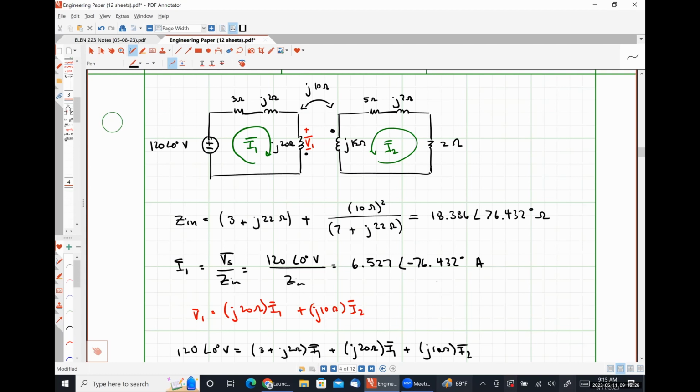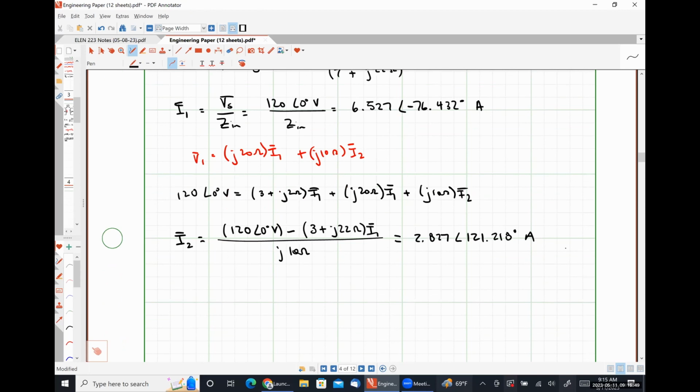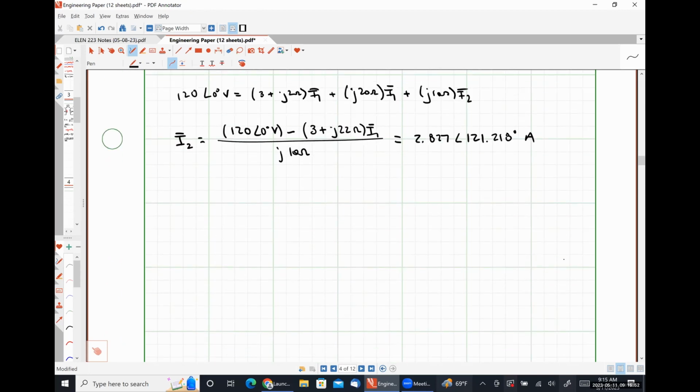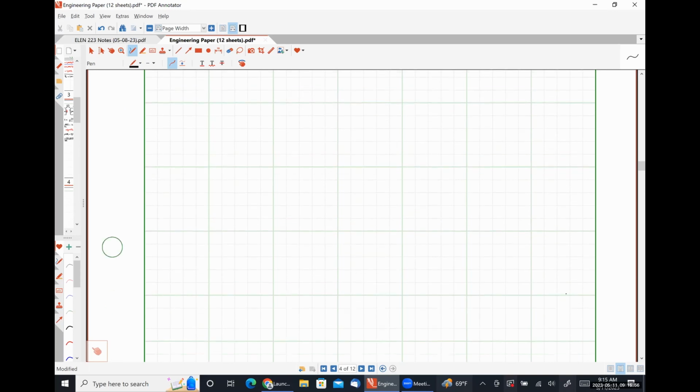Was that helpful, Logan? Okay. What's next? So looking in from the secondary side, so are you trying to find the output? Okay, sure.